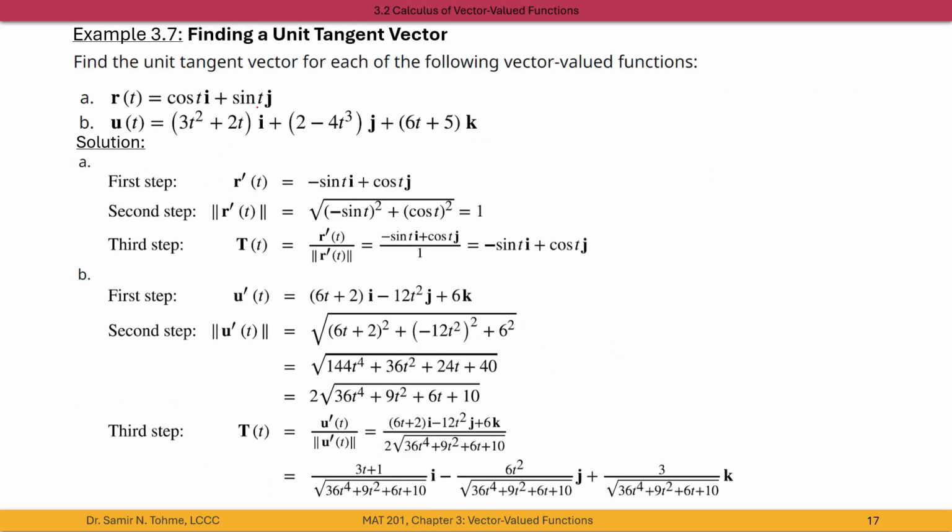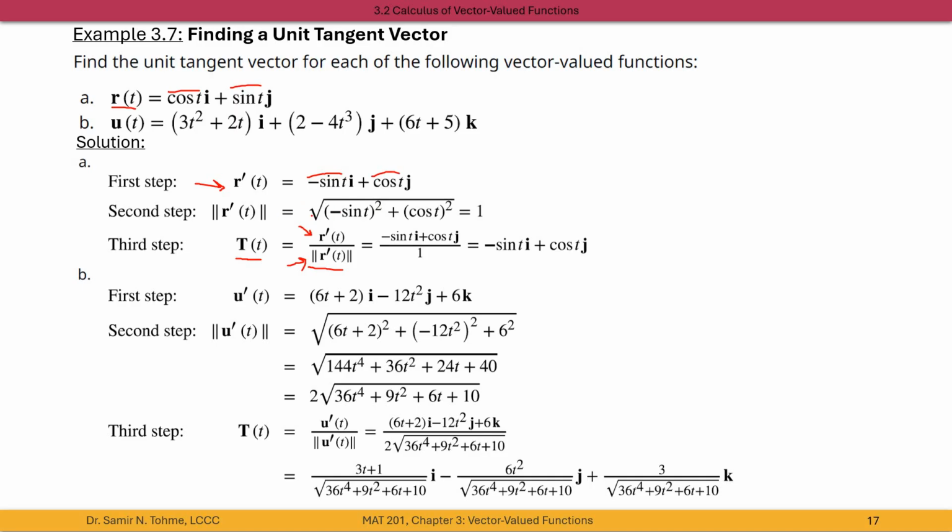Okay, in this example, we're gonna find the unit tangent vector. We have a vector r equals cosine t i plus sine t j, and we want to find the unit tangent vector. This is easy because according to the formula, you have to find the derivative of r and then its magnitude. The first step is to find the derivative of r. The derivative of cosine t is minus sine t, and the derivative of sine t is cosine t.